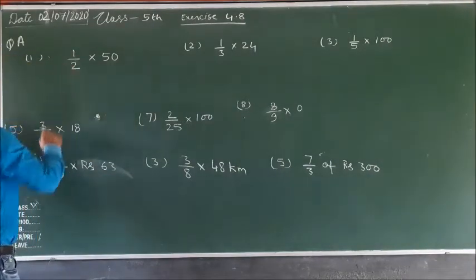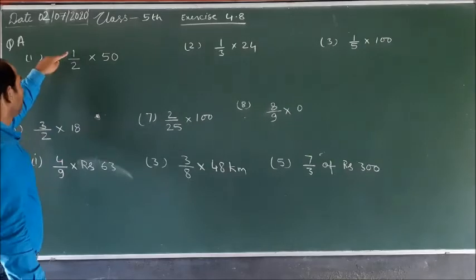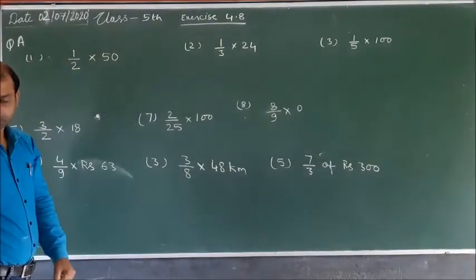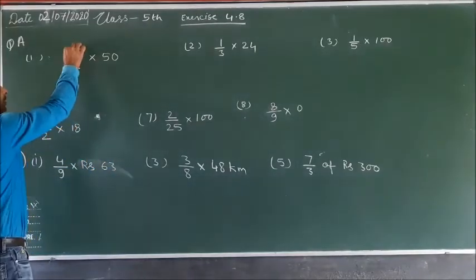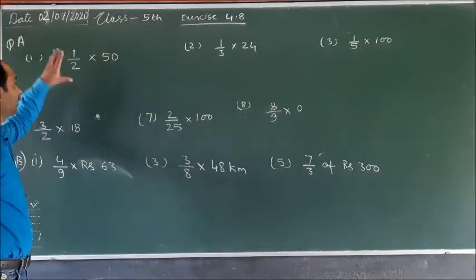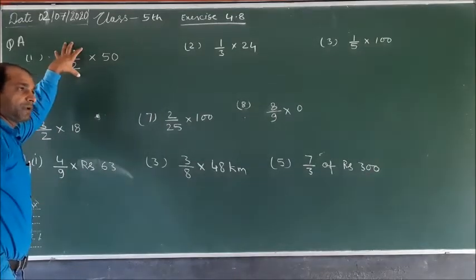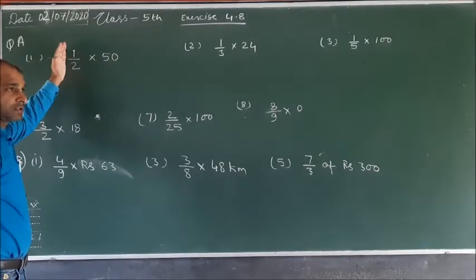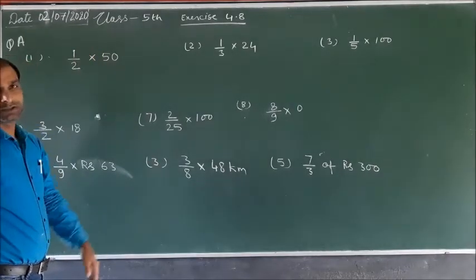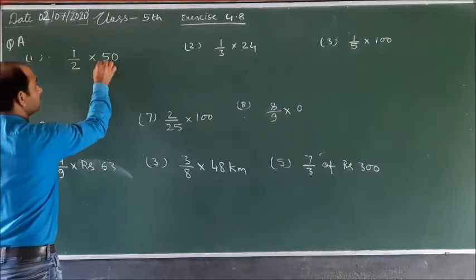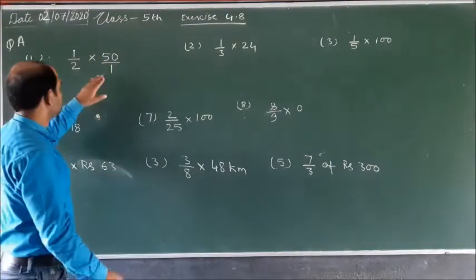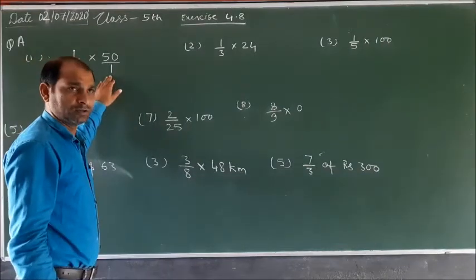Now, look here, try to understand, my dear students. 1 upon 2 multiply by 50. Look here, 1 upon 2 is a fraction, a proper fraction. But this is only a number, only 50. So you can write here 50 upon 1.